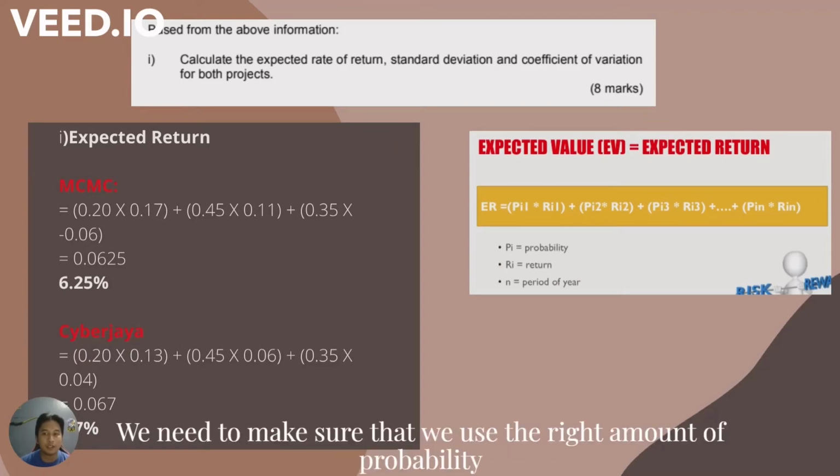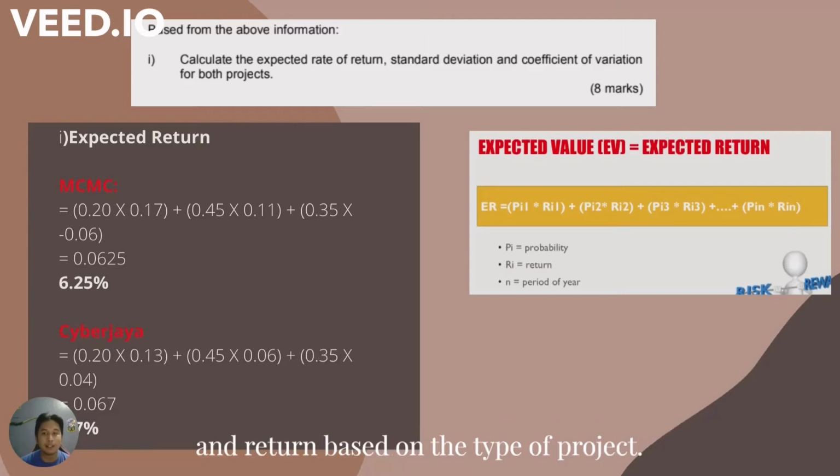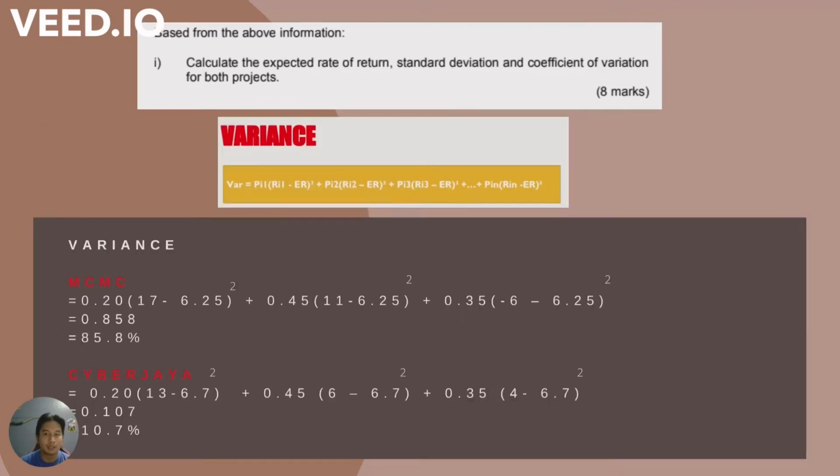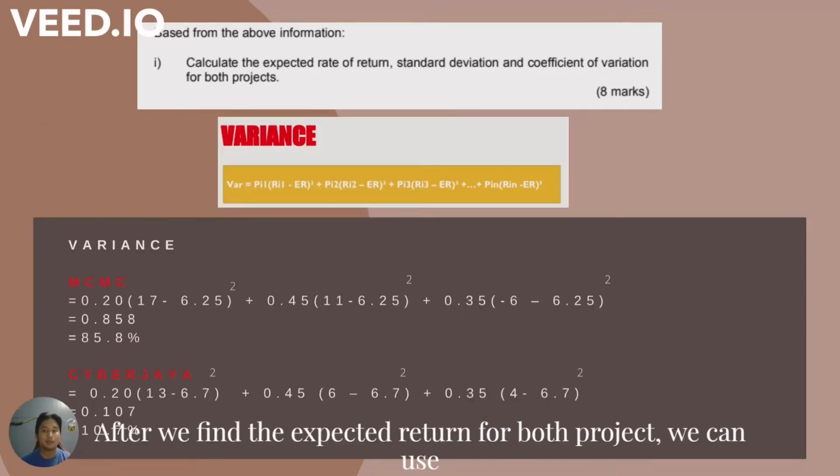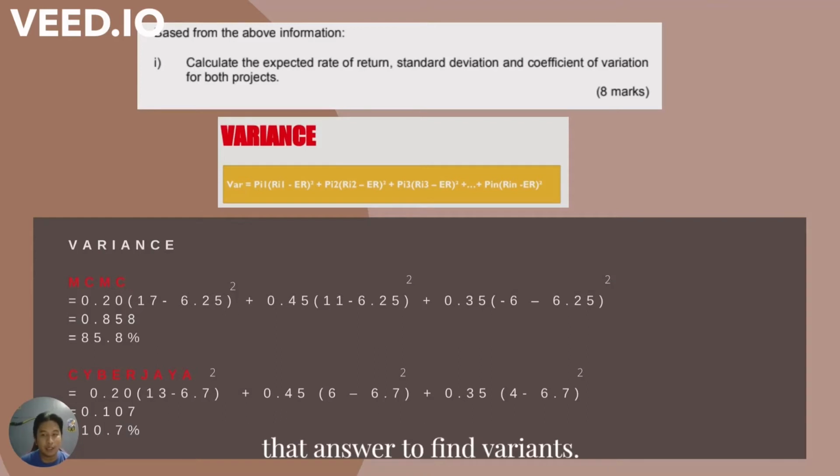We need to make sure that we use the right amount of probability and return based on the type of project. Next, after we find the expected return for both projects, we can use that answer to find variance. It can be done by using this formula.